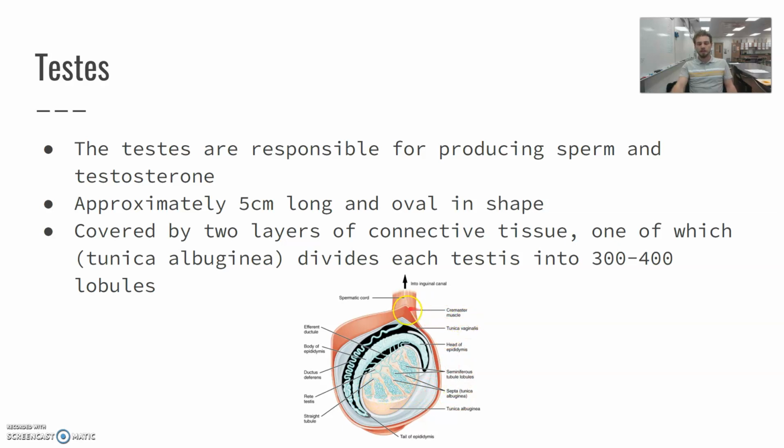You can see here the breakdown. This is the cremaster muscle, part of the scrotum, but then this oval here would be the testis, and you can see the tunica albuginea moving into it. You can see the seminiferous tubules, those lobules located around here. We'll get into those because they play a very important role in spermatogenesis.